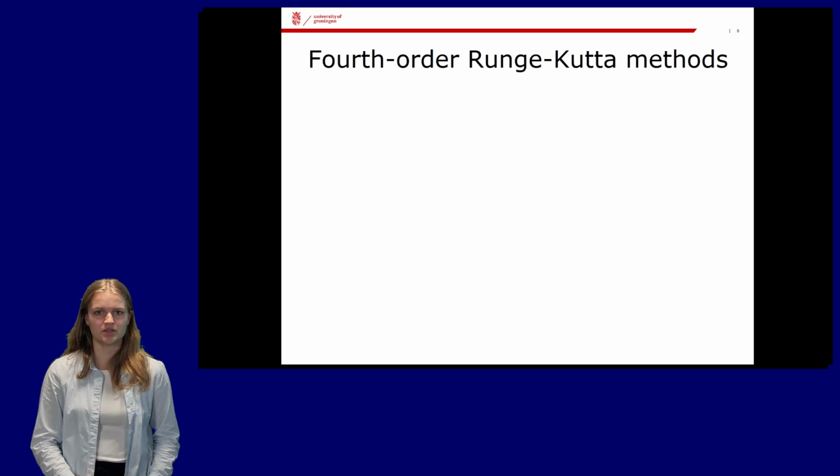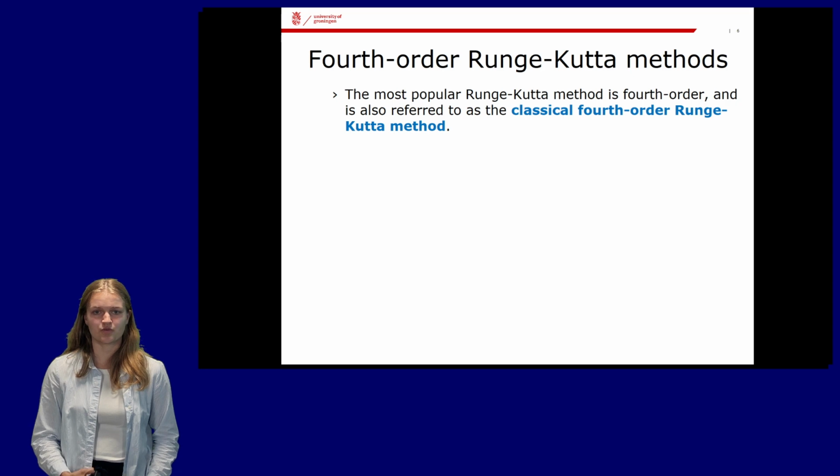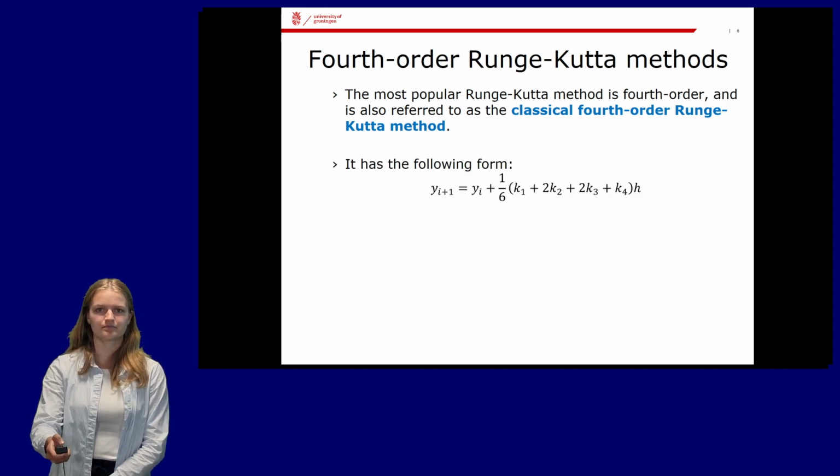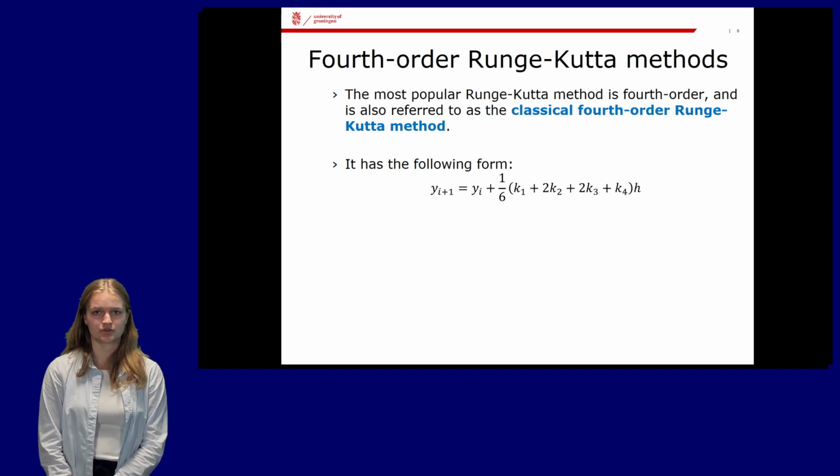The most commonly used, the most popular Runge Kutta method is a fourth order Runge Kutta method. It's also referred to as the classical Runge Kutta method, or classical fourth order Runge Kutta method. It has the following form. Because it's a fourth order method, we have these four terms in our function phi: k1, k2, k3, and k4.